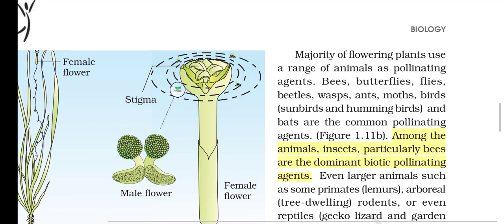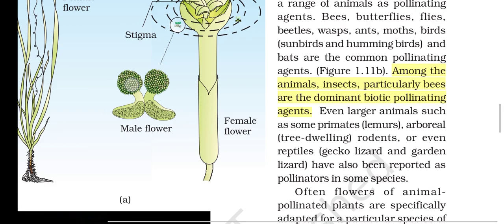Majority of flowering plants use a range of animals as pollinating agents. Bees, butterflies, flies, beetles, wasps, ants, moths, birds, sunbirds and hummingbirds, and bats are the common pollinating agents. Among the animals, insects, particularly bees, are the dominating biotic pollinating agents. Even larger animals such as some primates, lemurs, arboreal, tree-dwelling rodents, or even reptiles, gecko lizard and garden lizard have also been reported as pollinators in some species.